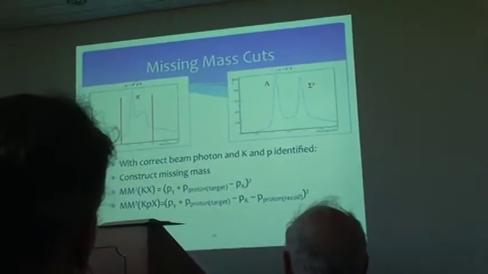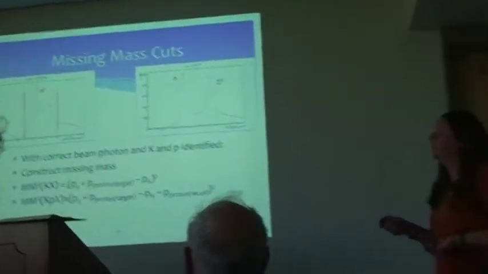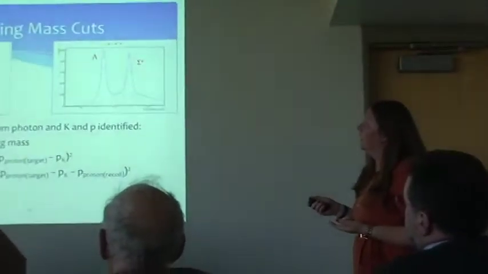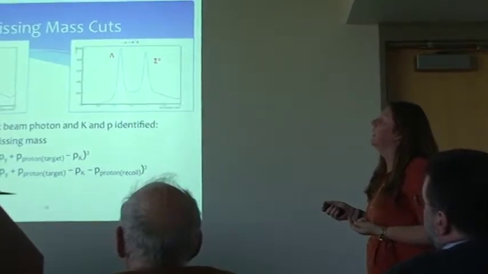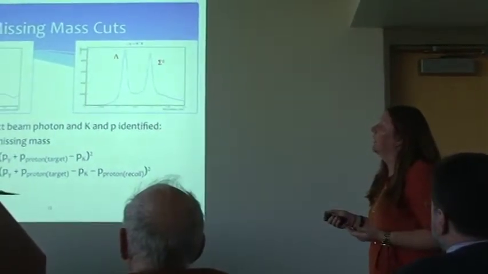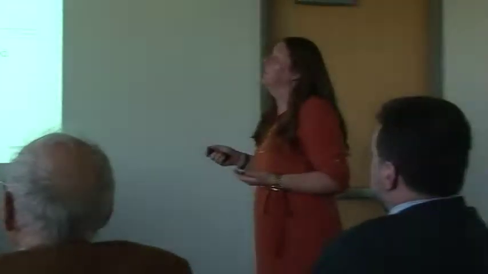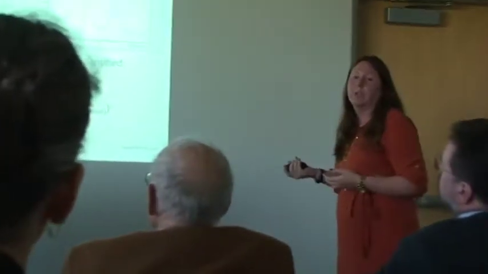So I've identified the correct photon, kaon, and proton. With all of that in mind, I can now reconstruct the missing mass. I detected a kaon and a proton, and when I reconstruct the missing mass, what I end up with is this pion peak, and then we have a small hump coming here.